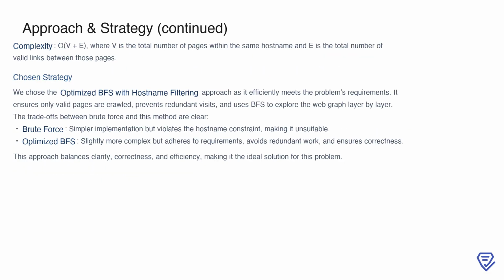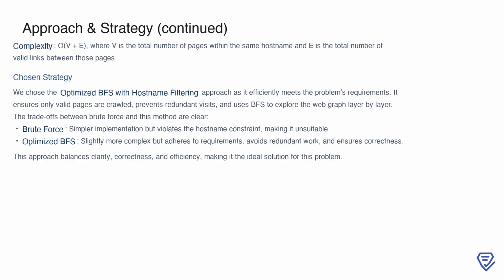The complexity of this optimized approach is O(V + E), where V represents the number of pages within the same hostname and E represents the total number of valid links between these pages. This makes it efficient while adhering to the problem's constraints.